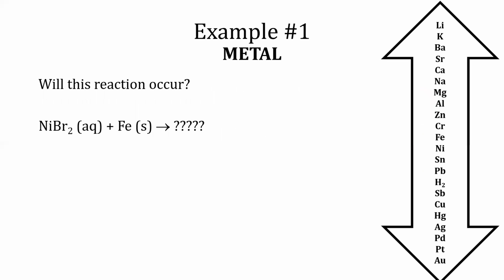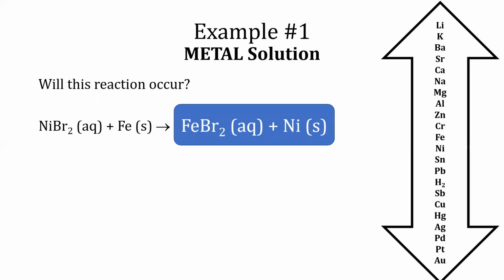Example 1 is NiBr2 plus Fe. Will this reaction occur? Yes, a reaction will occur where it will produce FeBr2 and Ni. Fe is slightly higher in reactivity than Ni.